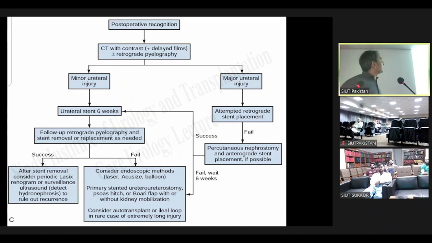And this is for delayed diagnosis. For delayed diagnosis, we will be performing CT with contrast. And if it shows a minor ureteral injury, the same principle applies: we will keep a ureteral stent for 6 weeks, and then we will follow up the patient. If the stenting is successful, then we will remove the stent and follow the patient with a renal scan. If it failed, then we will follow this procedure. Same for the minor and major ureteral injuries.